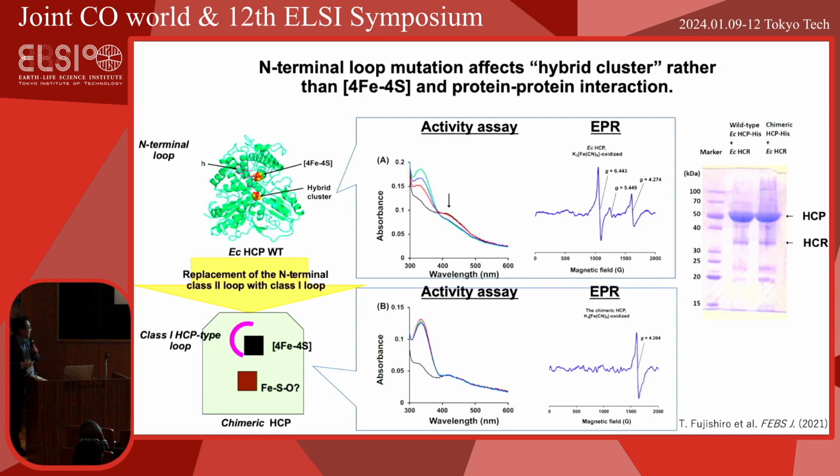A more important feature of the N-terminal region could be addressed, in my opinion. So we prepared one mutant here, which has one HCP mutant with a class 1 type HCP loop. The activity assay shows this mutant has no activity, and one interesting feature is EPR. This EPR is not popular, but very specific to detect the FeS center, and this indicates the FeS center is observed in wild type, but not in the mutant.